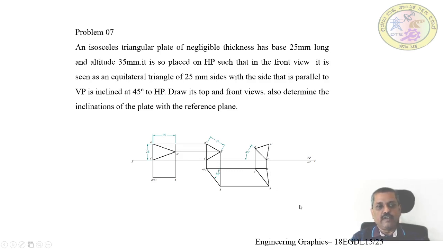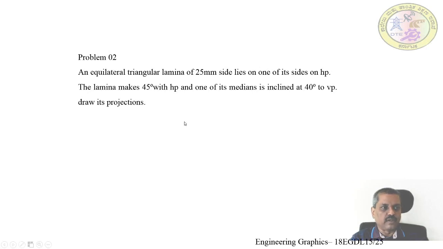So I will show you anyway practically how to draw. Then you will really understand, and we can deal with the rest of the problems. There are two more problems I have considered. Problem number 2 from the question bank: an equilateral triangular lamina of 25 mm sides resting on one of its sides on HP, and the lamina makes 45 degree, and one of its medians is inclined at 40 degrees to VP. Draw its projection.